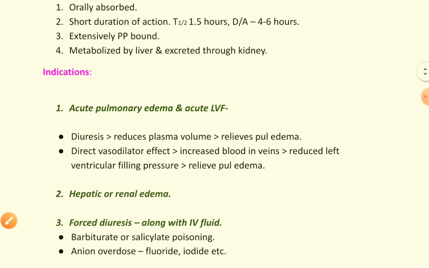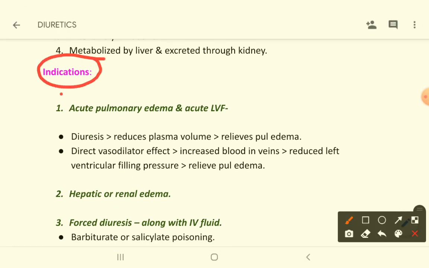Come to the indications of these drugs. Number 1, acute pulmonary edema and acute left ventricular failure. Okay, so in case of acute pulmonary edema and acute left ventricular failure, there is fluid overload. So if you give these diuretics, they will reduce the blood volume, water, and electrolytes like sodium and potassium will be lost. So you can use these drugs here.